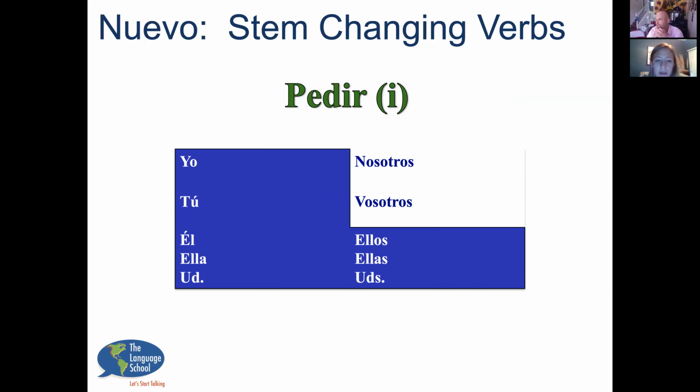Vamos con pedir. Yo pido. Tú pides. Él pide. Nosotros pedimos.